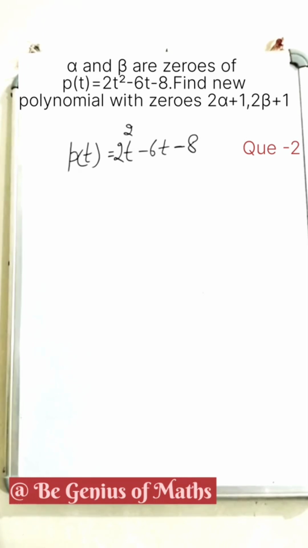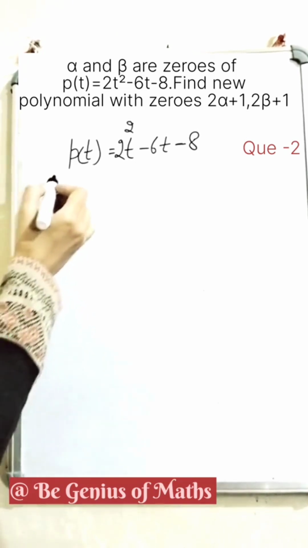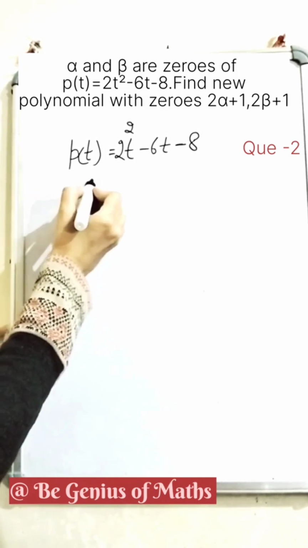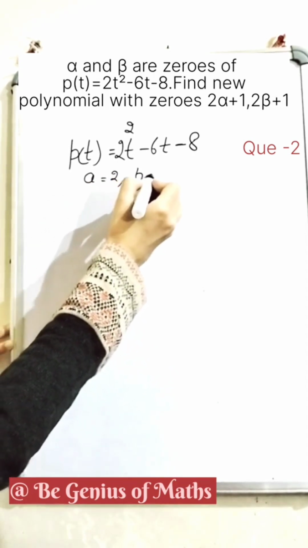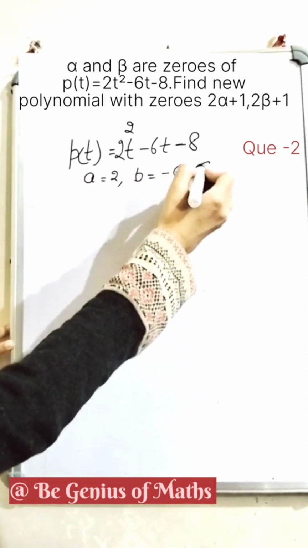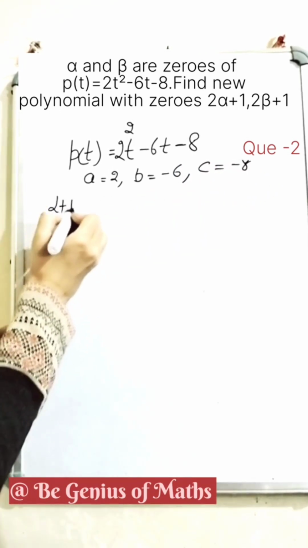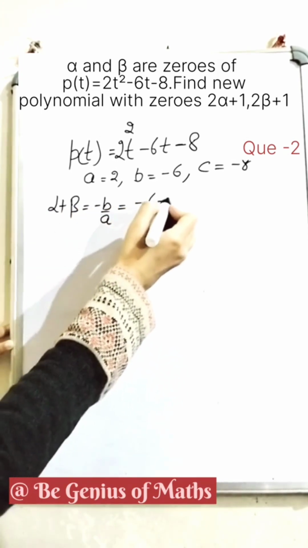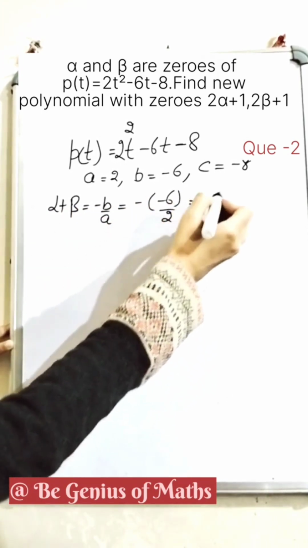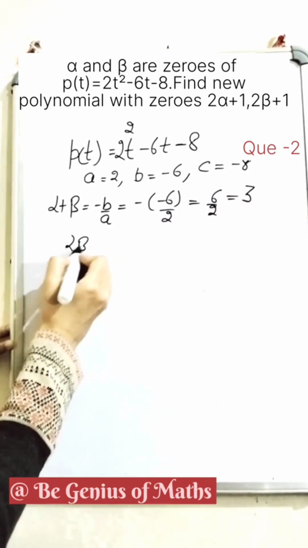Now the second question is: again we have to find another polynomial, but now the polynomial is in t and we have to find another polynomial with zeros 2 alpha plus 1 and 2 beta plus 1. So the first step is to write the coefficients of t square, t and the constant term. In the same step find alpha plus beta and alpha into beta.